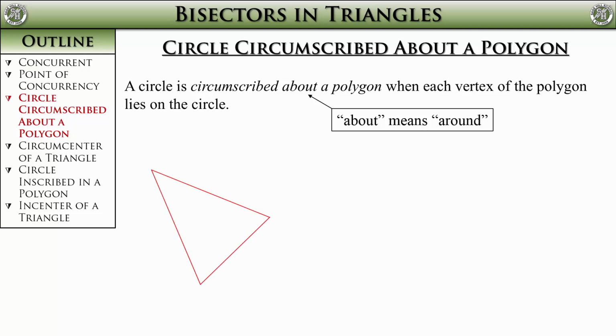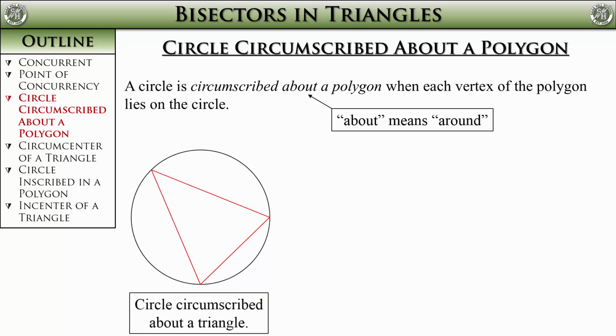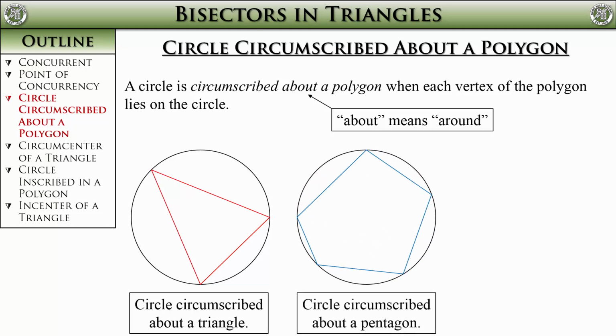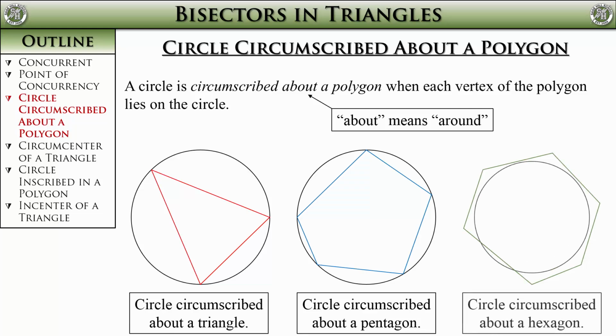Here is a lovely red triangle. This is what the circumscribed circle about this triangle looks like. Here we have a beautiful blue pentagon. This is the circumscribed circle about that pentagon. Finally, there is a lovely green hexagon. This is the circle circumscribed about it. You probably get the idea now. This is what it means for a circle to be circumscribed about a polygon.